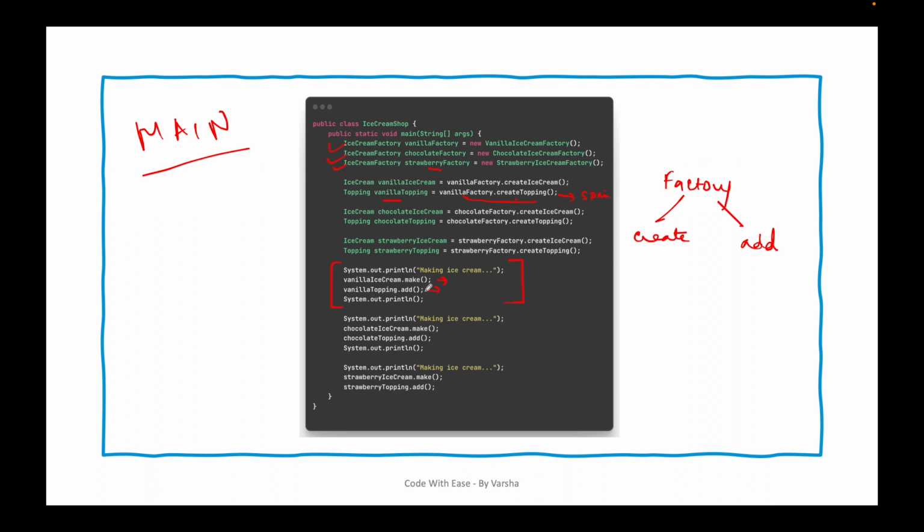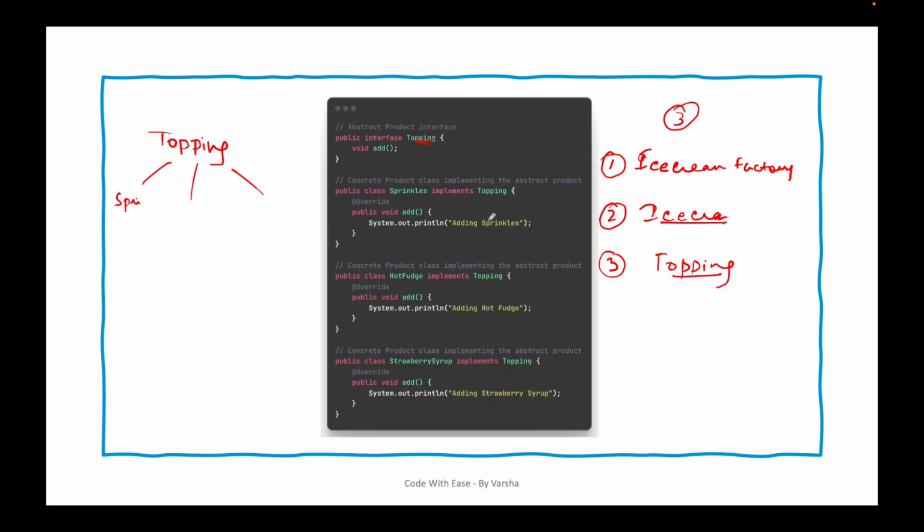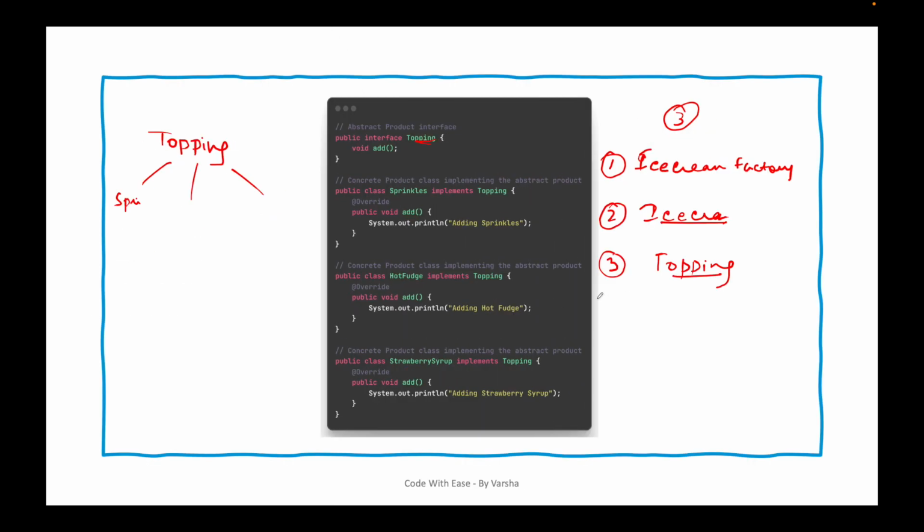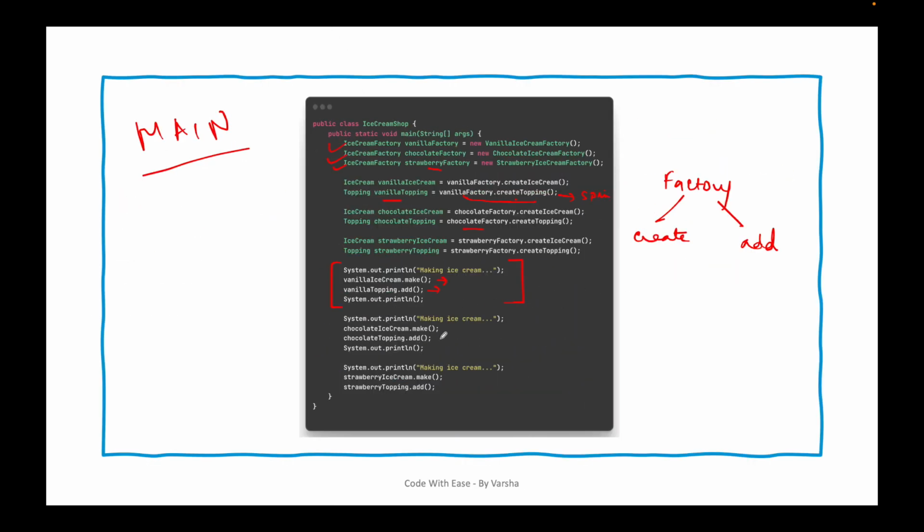Now when I'm doing vanilla topping dot add, when it is creating the vanilla ice cream, for a topping it is adding sprinkles. Similarly, for chocolate factory, if I go back to the factory class, I am returning hot fudge as the topping. So when I am doing chocolate topping dot add, over here the hot fudge as a topping is being returned. So this is going to be the final client code.